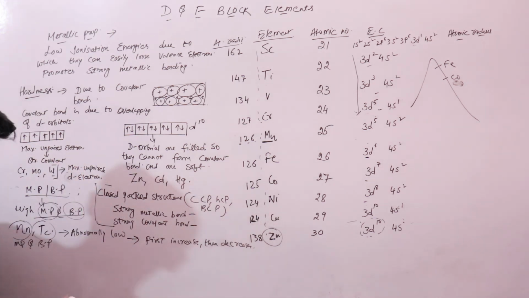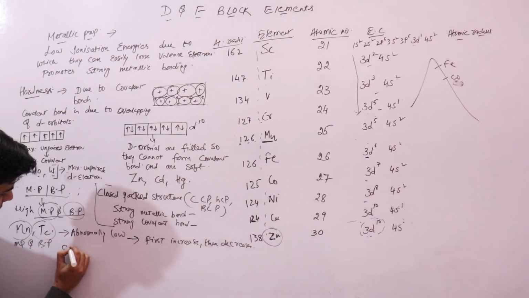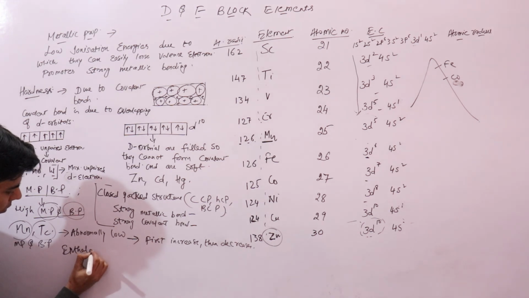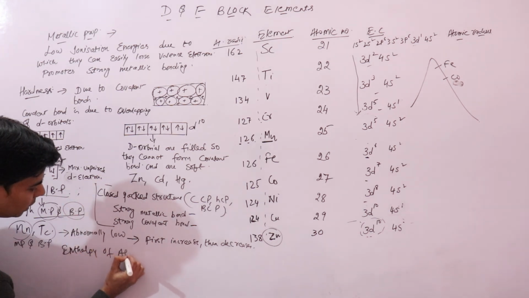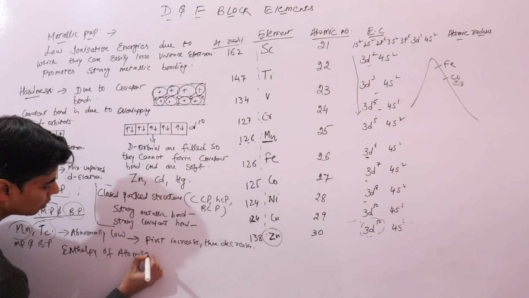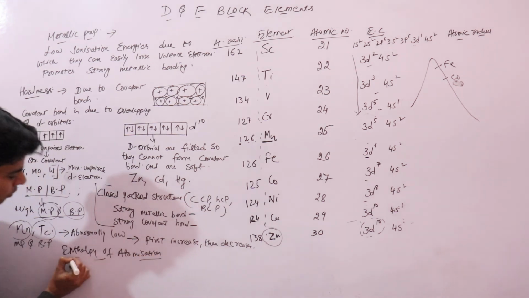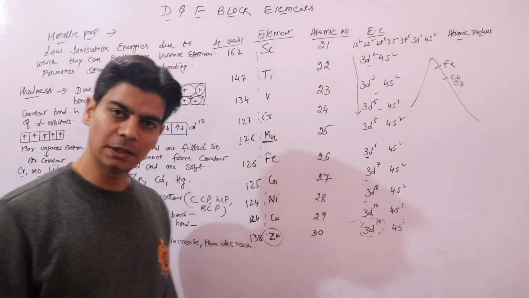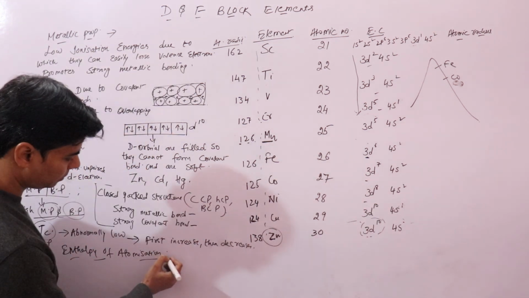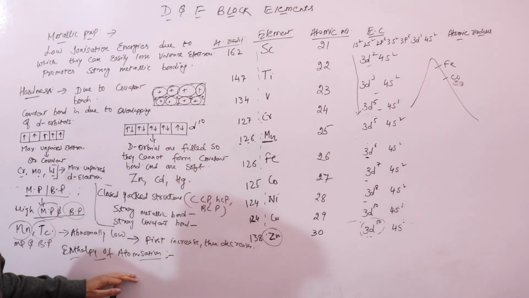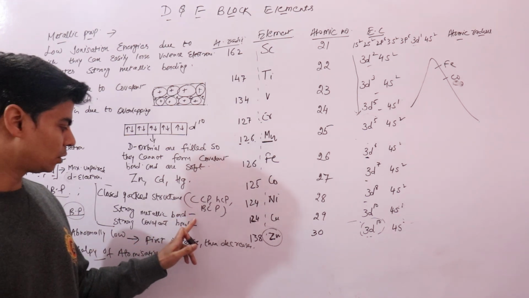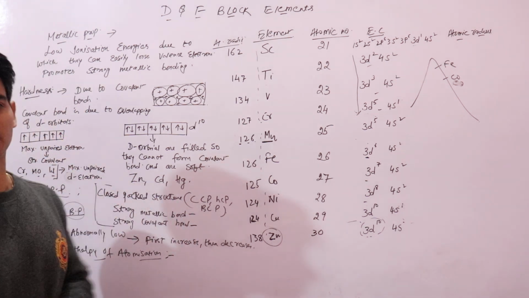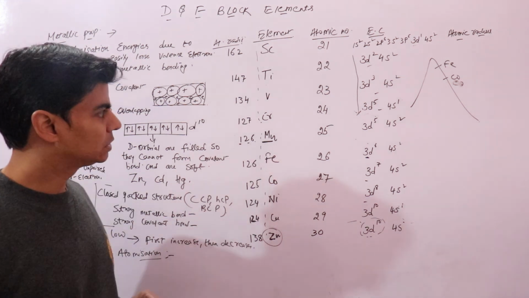So let me summarize here. There is something known as enthalpy of atomization, which is the energy required to break the crystal lattice and free the metal atoms. And why is the enthalpy of atomization high? Because of the presence of strong metallic bond, strong covalent bond, and close packed structures. I hope this is clear. Thanks.